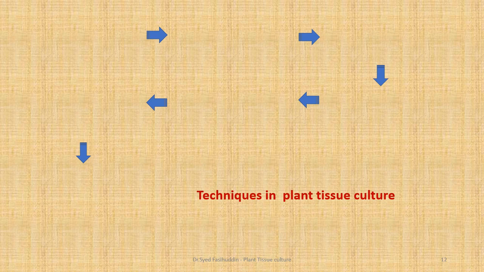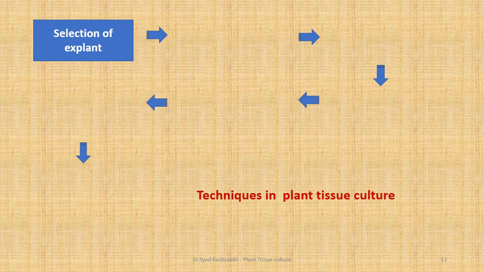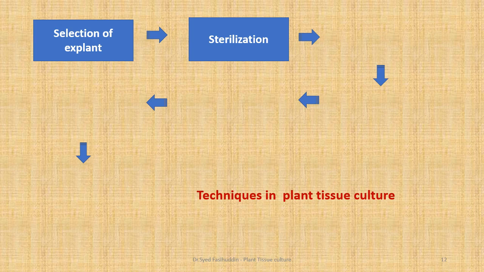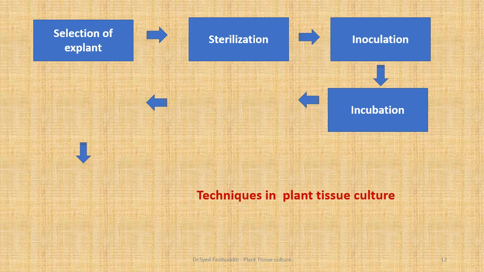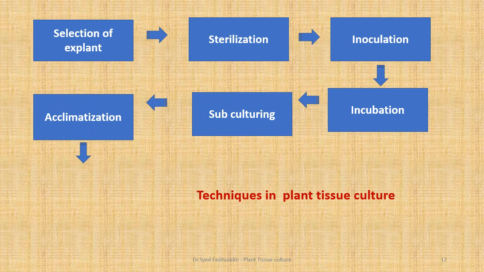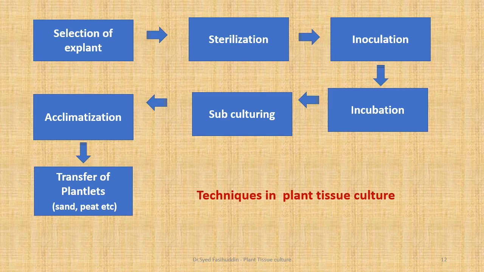Techniques in plant tissue culture. This is the flowchart. First stage, selection of explant. Second one, sterilization process. Third one, inoculation. Fourth one, incubation. Fifth one, subculturing. Sixth one, acclimatization. And the last stage is transfer of plantlets.